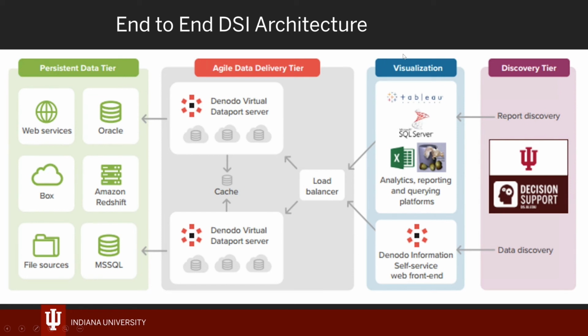Really in this final diagram, you will see that on the left-hand side are various persistent data storage data sources. It moves through Denodo, what we call the Agile Data Delivery tier. Then we send it to our visualization tier, depending on the solution. It could be Tableau, reporting services, or Excel. Squirrel SQL is another favorite for connecting to Denodo to retrieve those results.